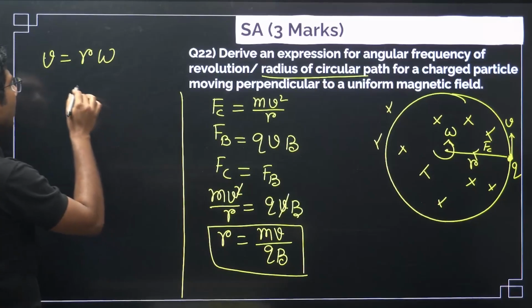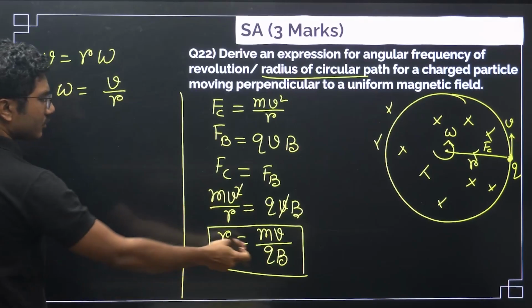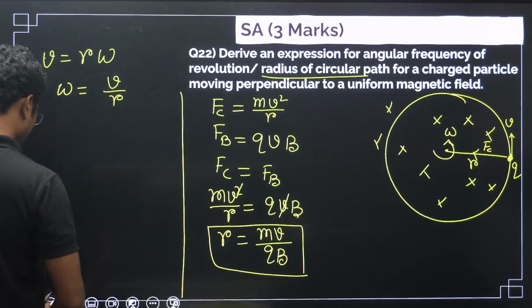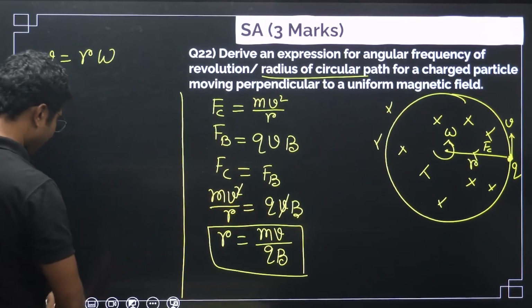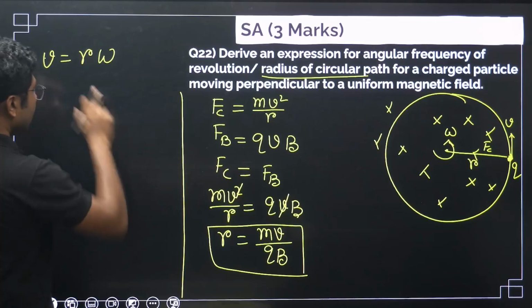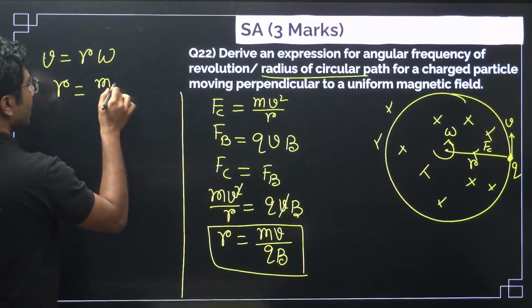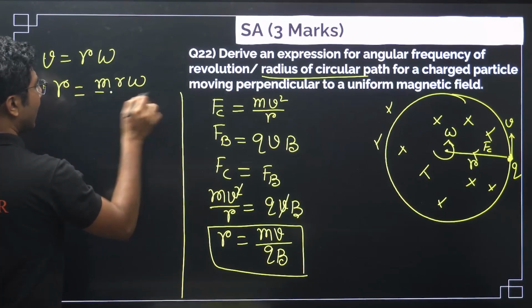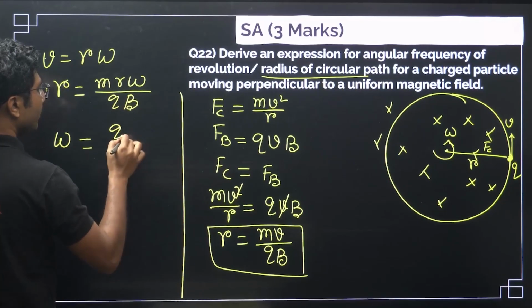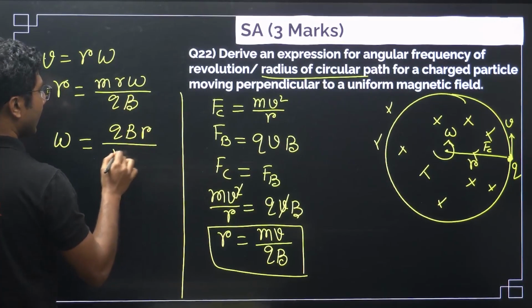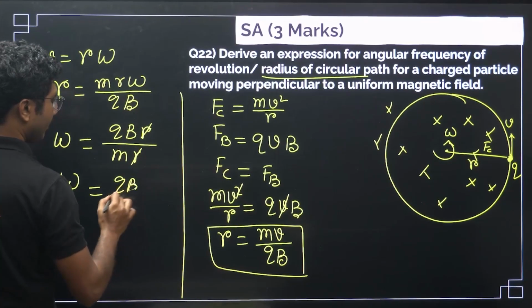Okay. So what is the omega over here? Omega is equal to V by R. Okay, so from here, let me not use this. We will simply replace the value of V with omega R, this conversion factor. So R equals m into R omega by QB, or omega equals QBR divided by MR. R cancels. So omega equals QB by M.